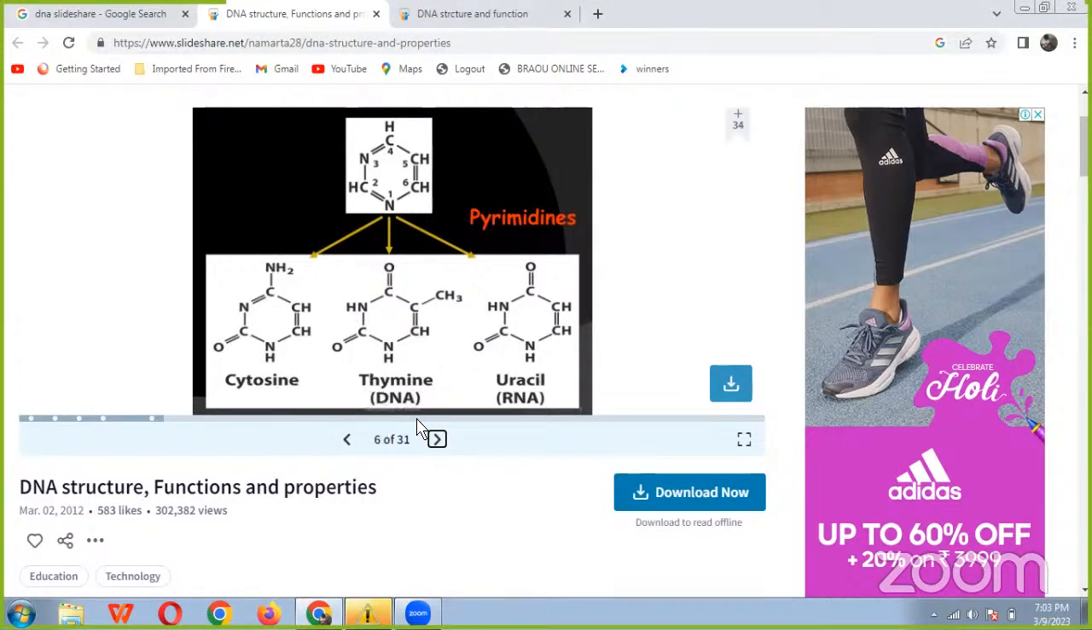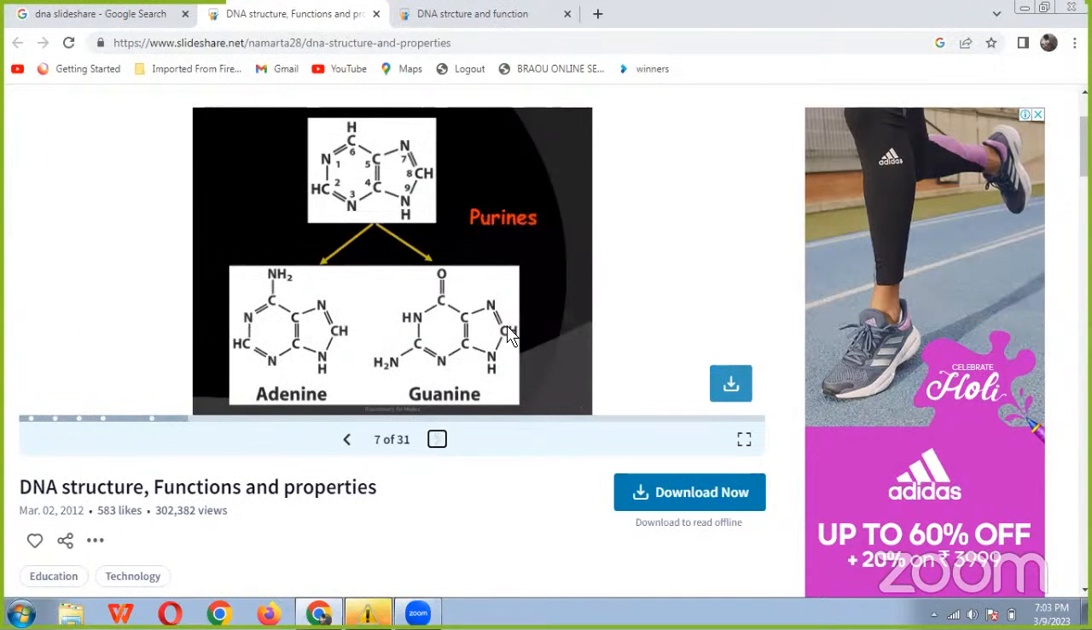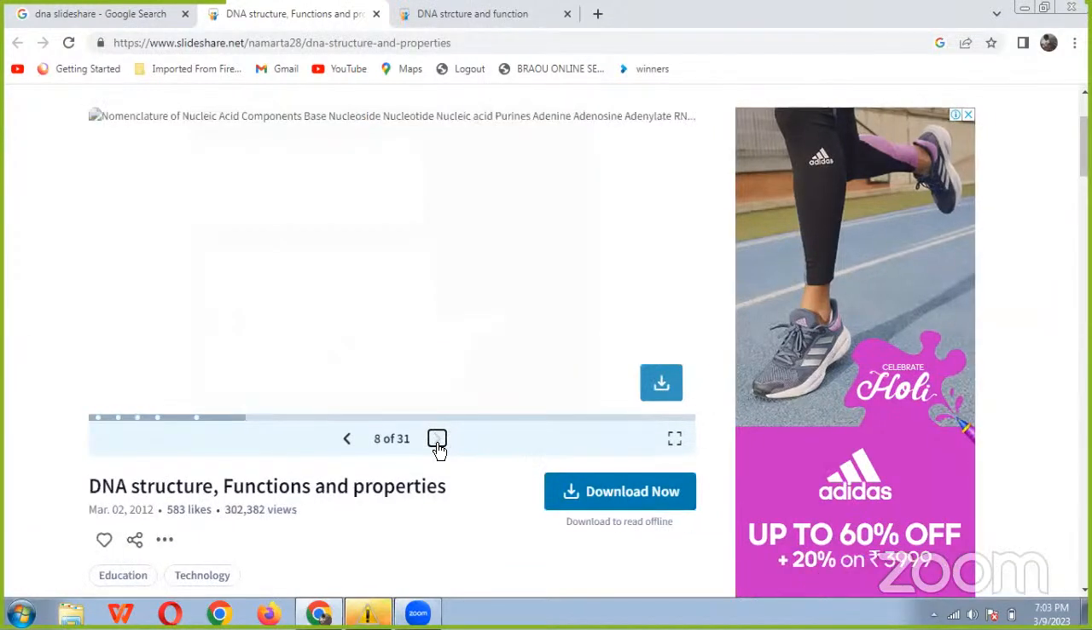Thymine and cytosine are found in DNA. Uracil is mainly found in RNA. These are the pyrimidines: cytosine, thymine, and uracil. Uracil especially is seen in RNAs. The purines are A and G, adenine and guanine. Both are purines.